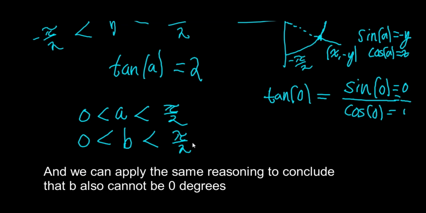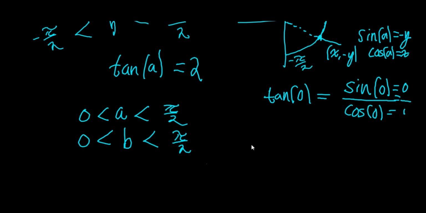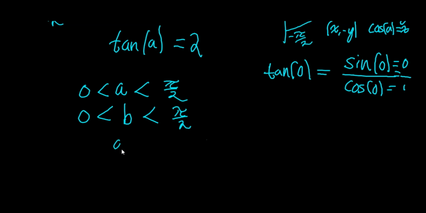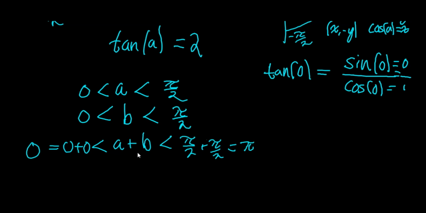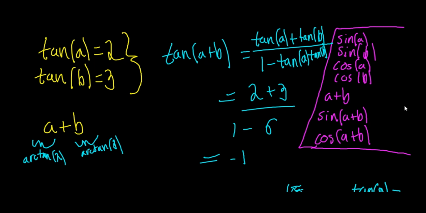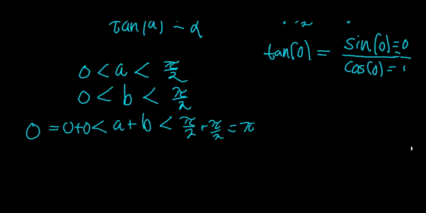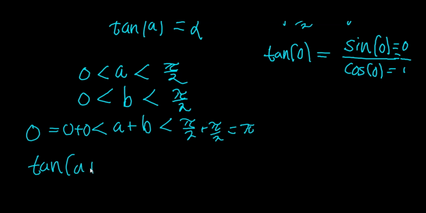So check this out. We have these nice bounds on A and B. What this tells us is that A plus B is strictly less than pi over 2 plus pi over 2, which is equal to pi, and A plus B is strictly greater than 0 plus 0, which is of course equal to 0. So A plus B lies in between 0 and pi. And remember above, we determined the tangent of A plus B is equal to negative 1. So we want to determine for what angle in between 0 and pi is it true that when I take the tangent of that angle, I get negative 1.